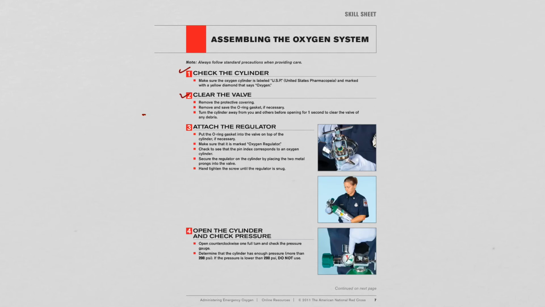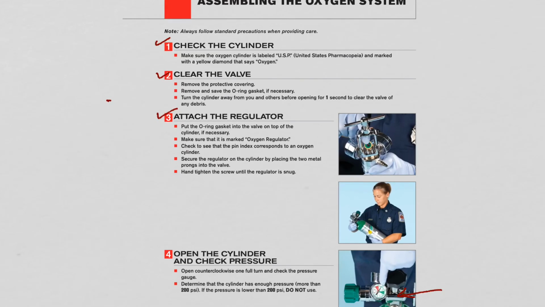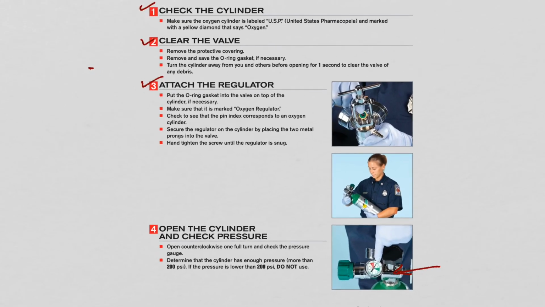Next thing we want to do is attach the pressure regulator, if you have a device that you actually have to assemble. So this would be the regulator that you need to attach. And again, we'll go through this in lab so that you guys can actually see. What we want to make sure is that the O-ring, this right here, is aligned within the oxygen tank itself. Again, make sure it's marked oxygen regulator.